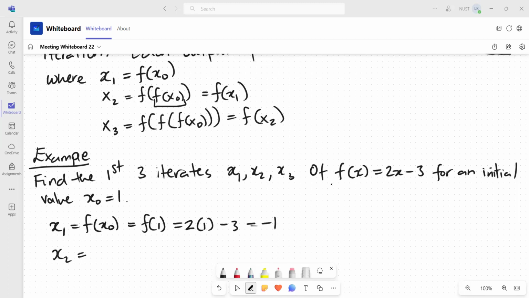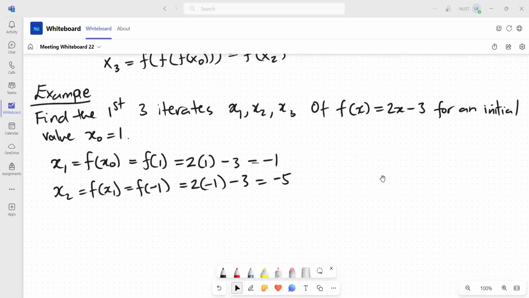So x2, this is f of x1, which is f of minus 1. So that means wherever we have x, we replace the x with minus 1. So this is 2 times minus 1 minus 3, and this gives us minus 5.